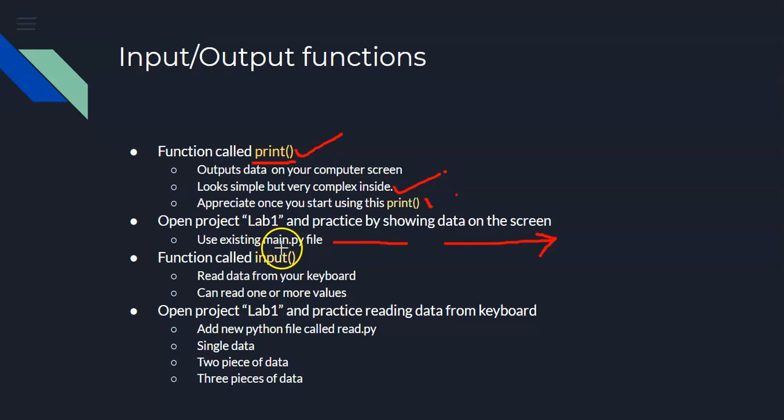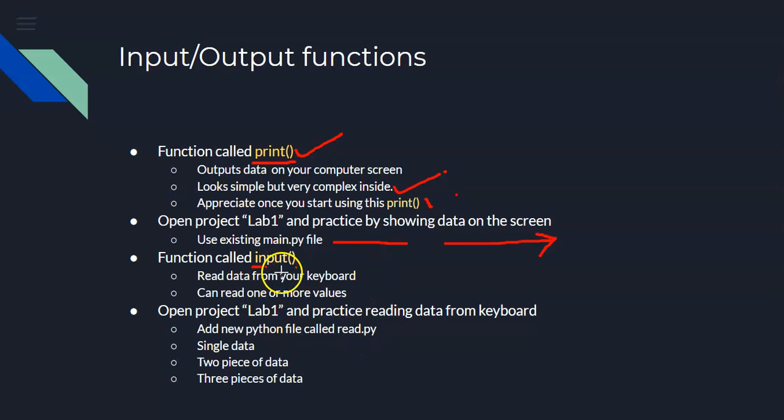So this is a Python file. After that, you're going to learn one more function called input. Again, you know this is a function now. You have the word input followed by the parenthesis. This function is used to read data from the keyboard. At this time you just have to think that input can read data from the keyboard. It can do more than this. You can read one or more values from the keyboard.